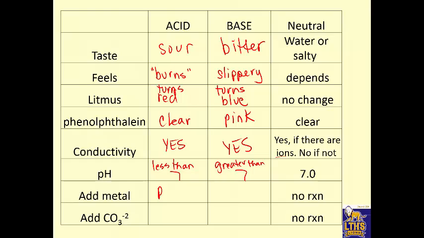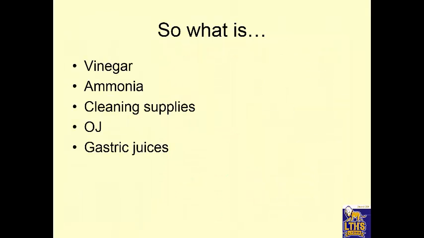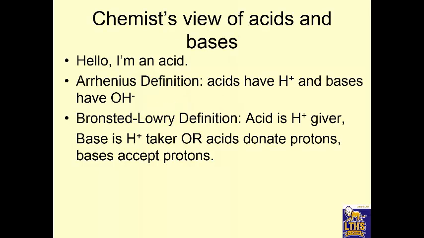Add a metal to an acid, you get a reaction, but bases get no reaction. So we can tell different substances apart based on their properties. You have to get to know what kind of properties each kind of substance has. So what's vinegar? Well, we tested it in the lab and we know it's an acid. Ammonia we tested in the lab and had properties of bases. Cleaning supplies can be either. OJ, orange juice, is an acid, and gastric juices are acid as well. So some common things are acids and bases, and you can tell them apart by testing their properties.